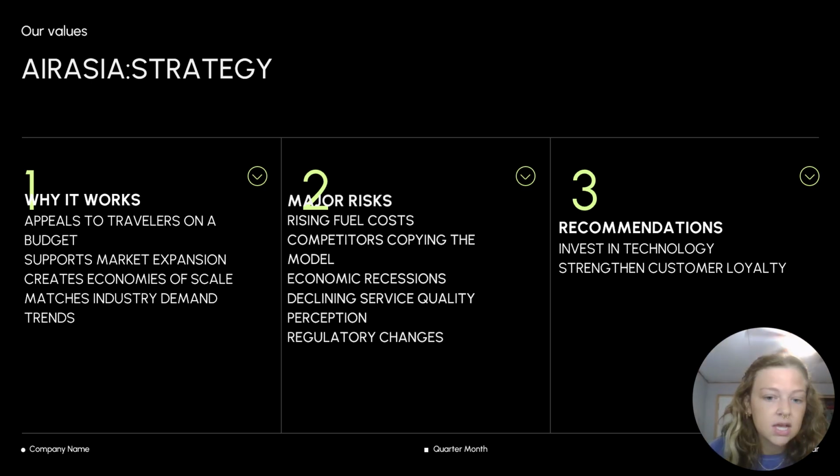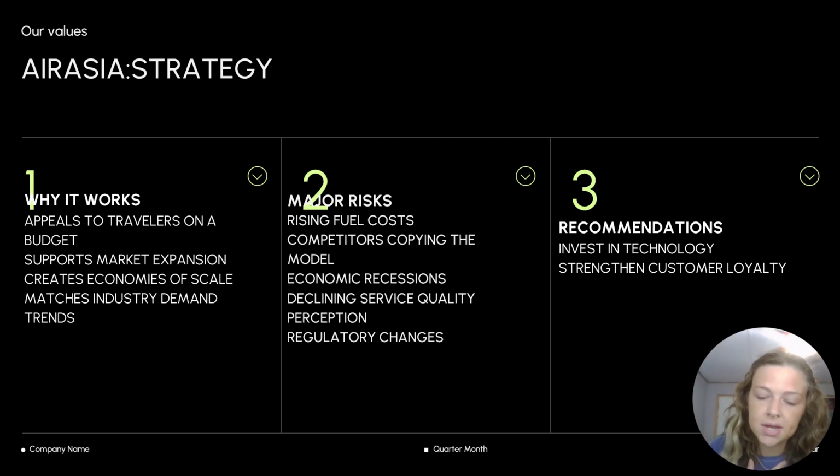Major risk. Once again, we have the rising fuel cost. We have competitors that can see how well they're doing and just copy that same model over. Economic recession. If there's a recession, no one is going to be traveling. Declining service quality perception. Maybe you do want to be treated on a flight. Maybe you want that extra meal. Maybe you want to feel like they're going the extra mile, and you're not going to get that on AirAsia. Regulatory changes, just like if the government said, hey, you can't travel here anymore, that would definitely affect all the market airlines together, but really AirAsia.